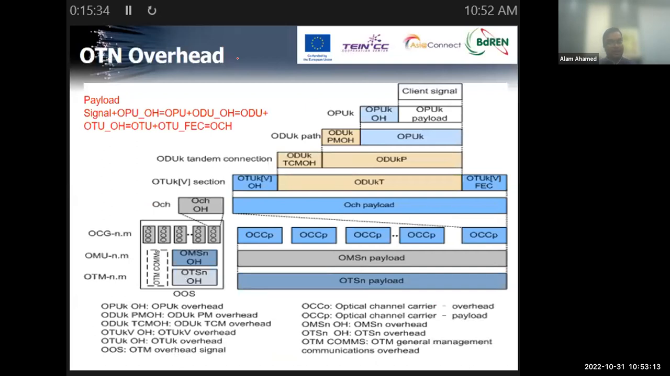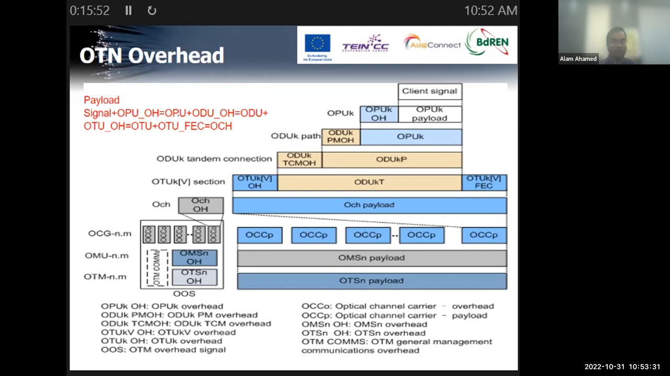If we can explain the overhead, OTU overhead: the payload signal is the ordinal signal plus the optical payload overhead. If we take the payload signal plus the optical payload overhead, we can get the payload unit.